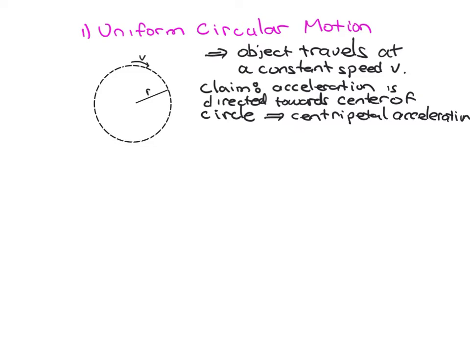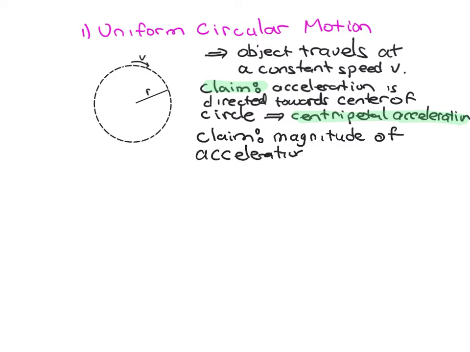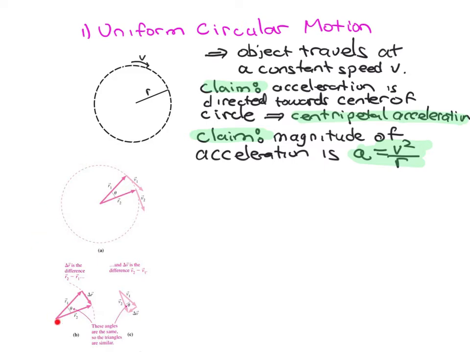So centripetal acceleration. And I'm going to make a second claim now. The second claim is that the magnitude of the acceleration, we'll call that magnitude a, is equal to the speed squared divided by the radius of the circle, a = v²/r. And to prove this, I'm going to take advantage of a figure that is in my version of the Wolfson textbook. In part A of the figure, the object is traveling clockwise around the circle.